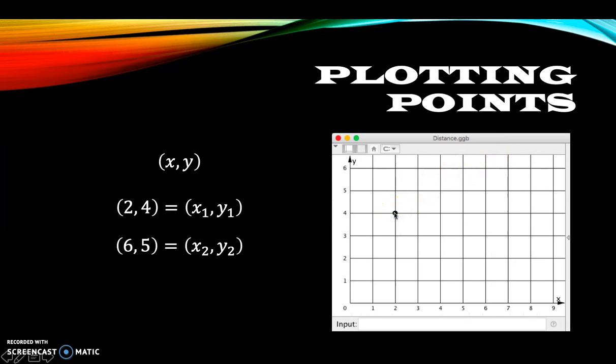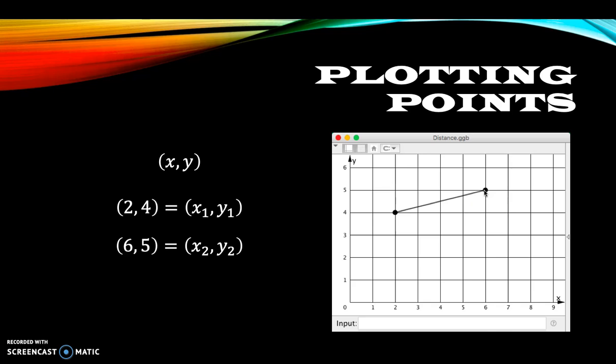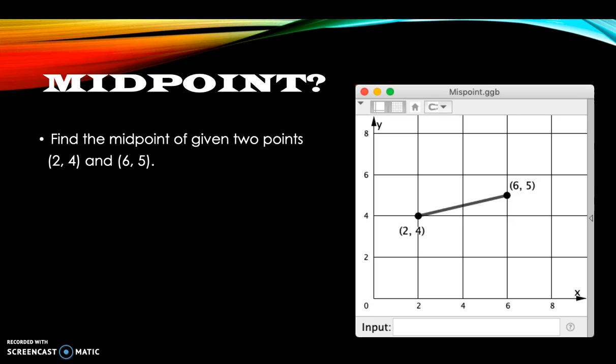And (6, 5) will be (x2, y2). We begin at 6 and go up 5: 1, 2, 3, 4, 5, which is this point. These 2 points will now be connected by a line segment. In the previous topic, where we discussed the distance formula, this line segment will be the distance. Now we're going to look at the midpoint.